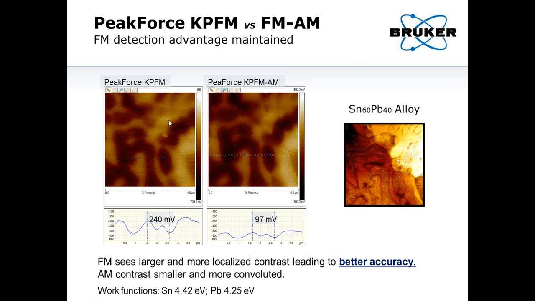Now imagine if you have different materials in your sample, and by looking at their work functions, you can figure out which material it is. Shown here is a combination of PeakForce Tapping mode, which is the advanced AFM mode, with a frequency modulation Kelvin probe technique, which gives you high resolution.